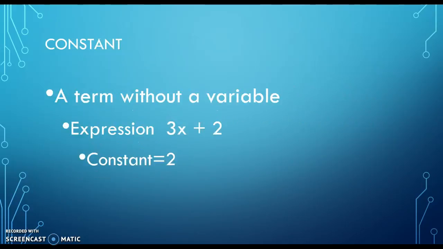A constant is a number without a variable. So a constant is this term right here. Constant is a number because that number is not going to change. It's not going to be affected by this, like the 3 is. The 2 is going to stay what it is, which is a 2. A number without a variable. And the variable is a letter or symbol.